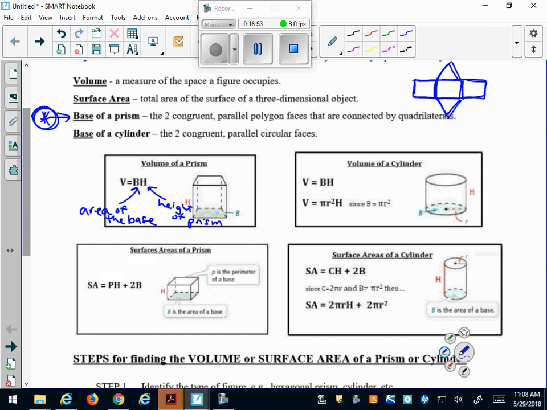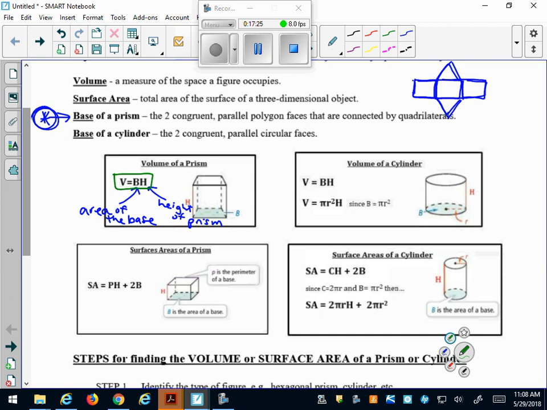Okay, so finding the volume of a prism. The formula is capital B, capital H. Now, it's important to distinguish between what we use as the capital B and what we've used in the past as a lowercase b. And a capital H versus a lowercase h.